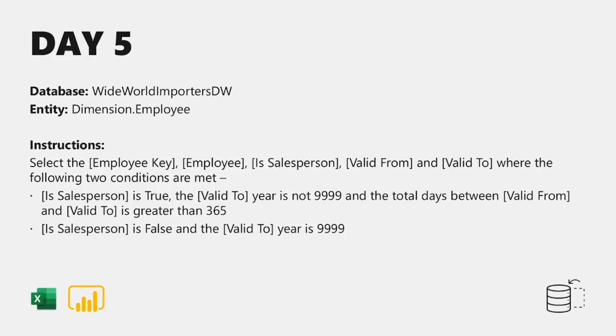So on today's challenge, we have to select some key columns from the employee table, and the conditions that need to be met are listed out here. We have to make sure that a salesperson is true, the valid to year is not 999, and the total days between this period is greater than 365 days. Then there's a second condition, which is to check if a salesperson is false and the valid to year is 999. Let's head over to my Power BI and see how this works.